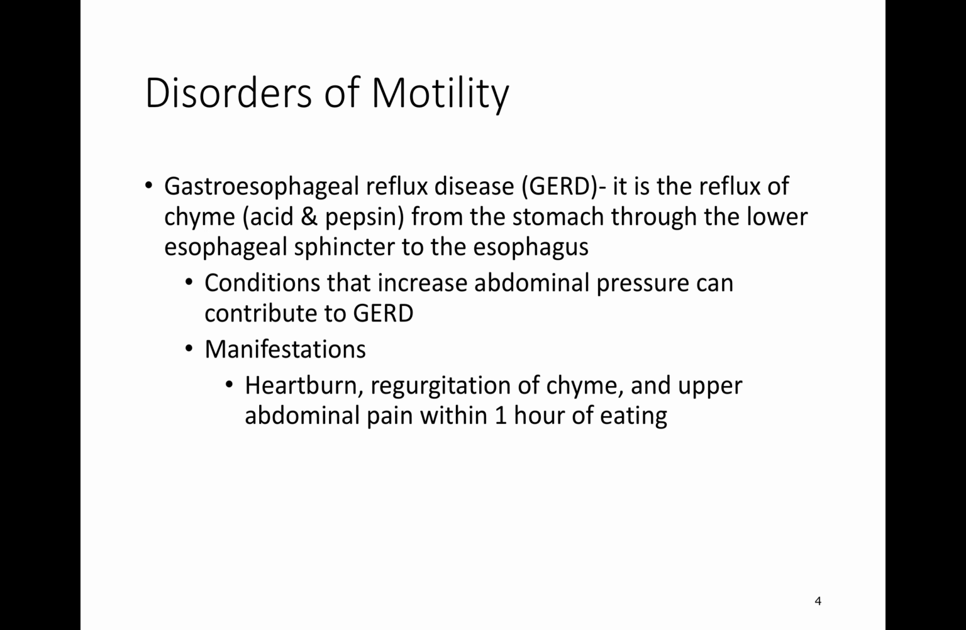And then we have our disorders of motility, and one of the biggest ones is GERD. You hear people talk about GERD, and you can see by the title why we put the acronym to it: gastroesophageal reflux disease. All that means is that we've got the stomach and esophagus, and it's coming up and out of the stomach. It's a reflux, or pushing up and out, of chyme. And all chyme is, you'll hear that word when we talk about the gut, is acid and pepsin together, from the stomach through the lower esophageal sphincter to the esophagus.